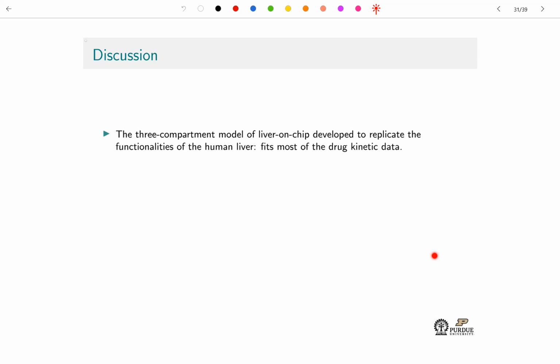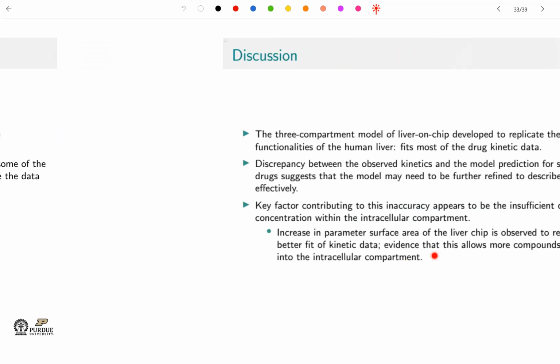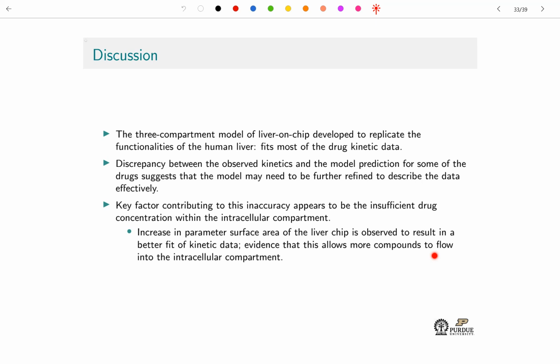We find that the intrinsic clearance that we predicted is much closer to human observed values. This 3 compartment model has a better representation, replicating the functionalities of the human liver, and it fits most of the drug kinetic data. The discrepancy between observed kinetics and the model prediction for some drugs suggests that it may need to be further refined to describe the data effectively. A key factor that may contribute to this is insufficient drug concentration within the intracellular compartment. One solution is to increase the parameter surface area of the liver chip, and that could result in a better fit of kinetic data. Physiologically, increasing intracellular concentration allows more compounds to flow into the intracellular compartment. So if we have a way to measure intracellular concentration, we could further improve the model.